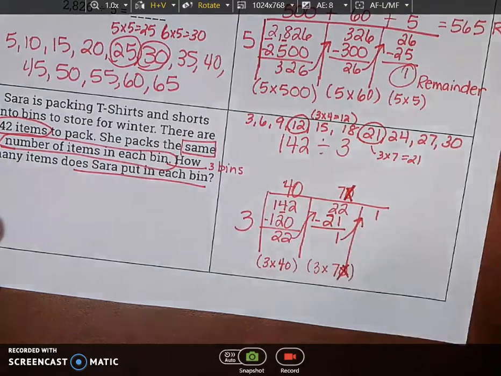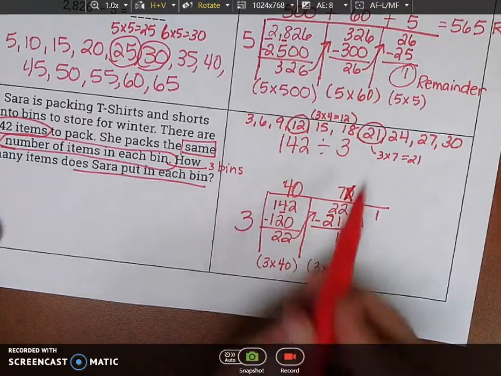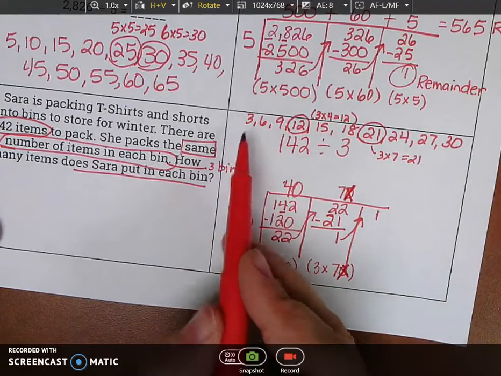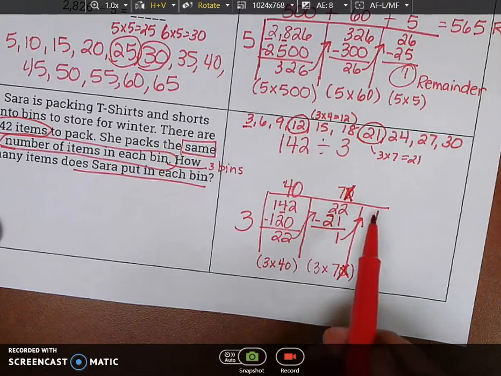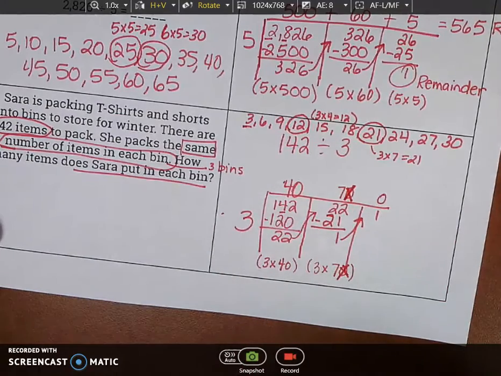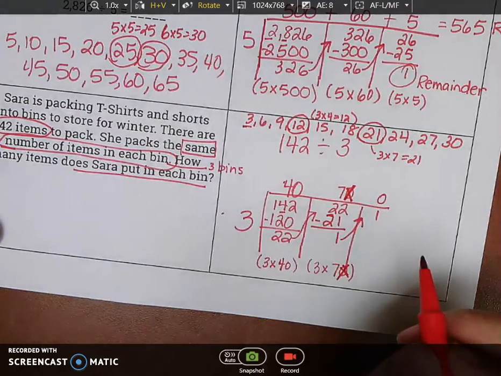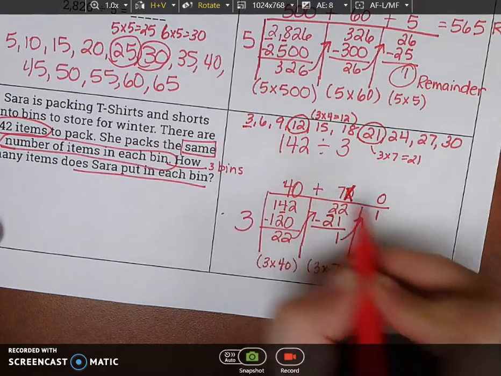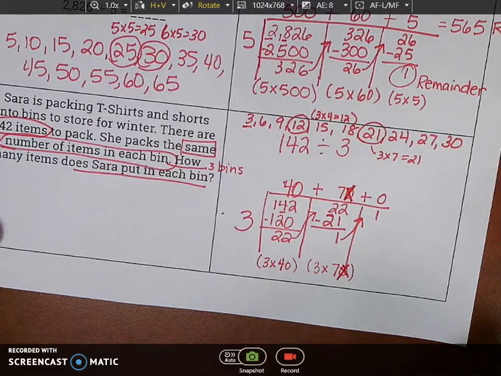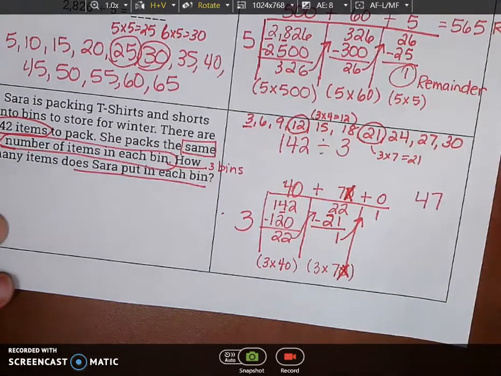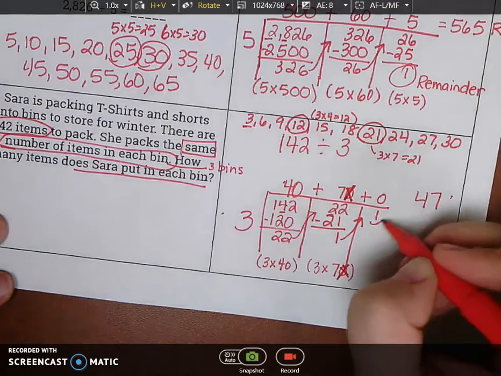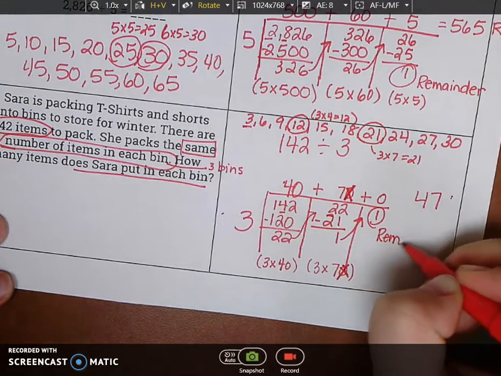Bring that 1 up to the next column. How close can I get to 1 without going over? Well, the first number I come across is a 3, and that's already more than 1. So 3 won't fit into 1 at all. So that one is just a 0 there. So add these together here. 40 plus 7 plus 0 would be 47. And don't forget this last one, that's going to be a remainder.